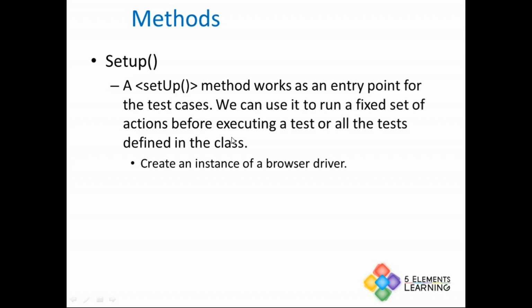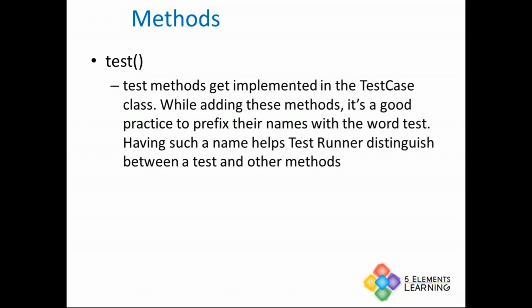Then there are some methods around which the code is going to be structured. These are known as fixtures. The first is the setup method. It is like a precondition. So basically you set up the environment. For example, for us we are going to create an instance of the browser, maybe launching the URL on the browser, etc.